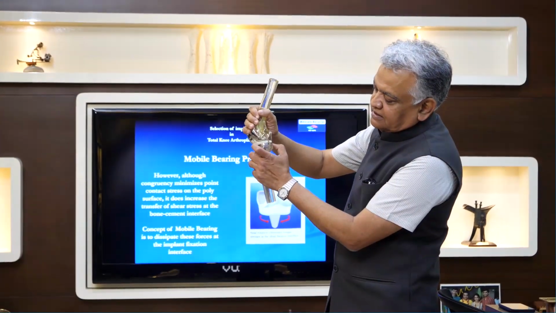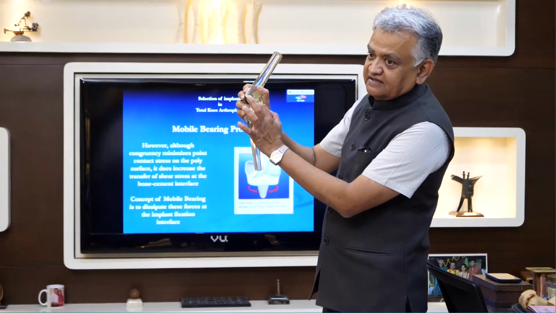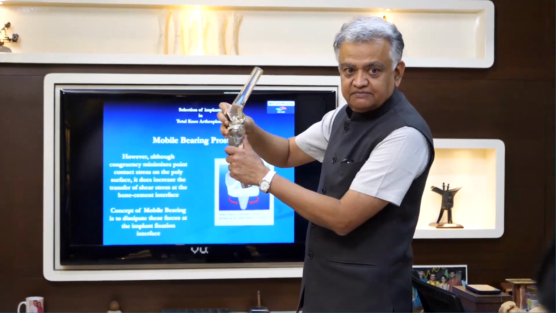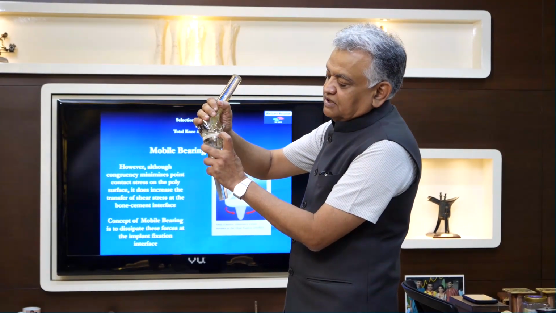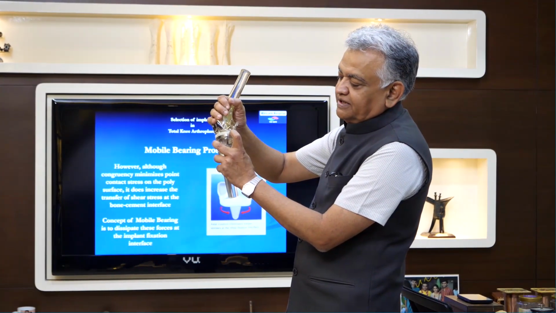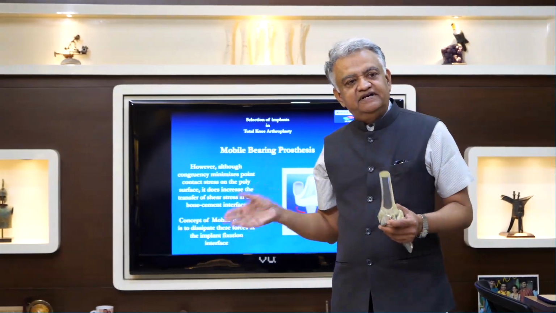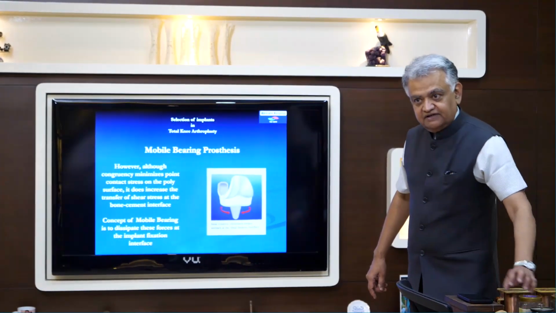And if this movement, because this is all combined as a single unit, the plastic and the tray, it is pushing the plastic and the tray forwards and backwards. But in theory, just imagine that I am doing this, but my plastic is moving, there is movement between the plastic and the tray. It is not a single unit. Then all the forces, shear forces, are dissipated at that level. They are not transmitted further down onto the bone implant.